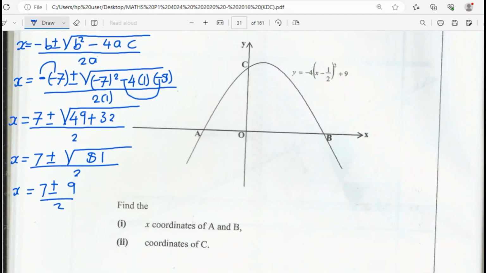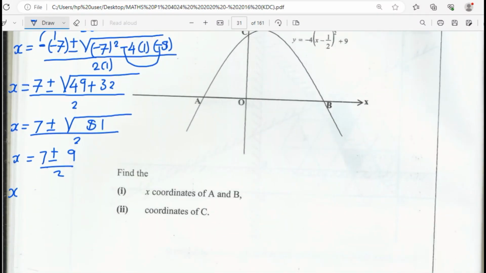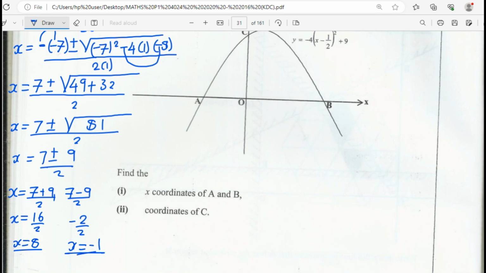So we know what we are supposed to do here. We need to split. So one will get 7 plus 9 over 2. The other one will be 7 minus 9 over 2. So the first one will be 7 plus 9 will give us 16 over 2, which is the first value of x is 8. Then here we are going to have 7 minus 9. We just get negative 2 over 2, which is negative 1. So these are the two values of x that were needed.